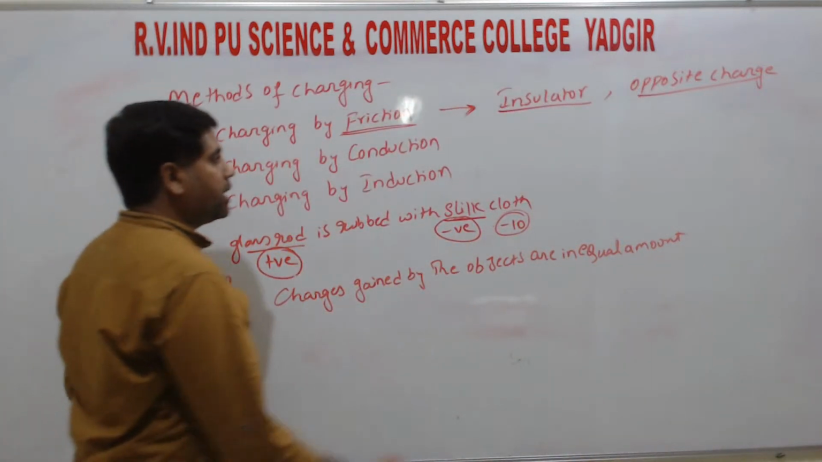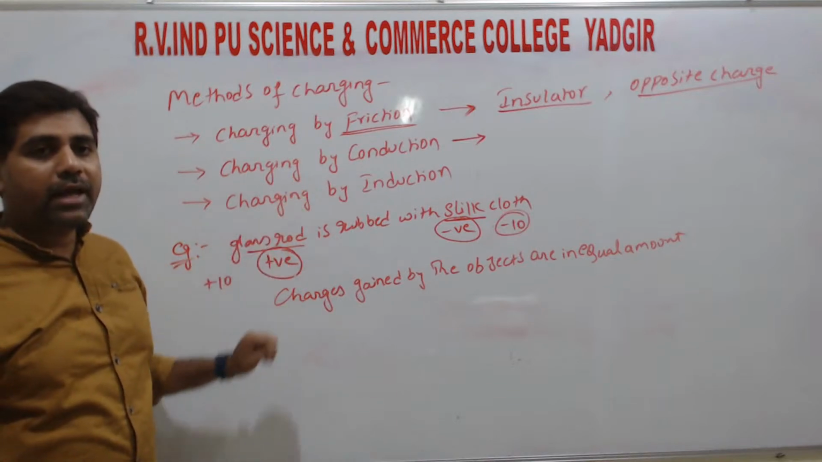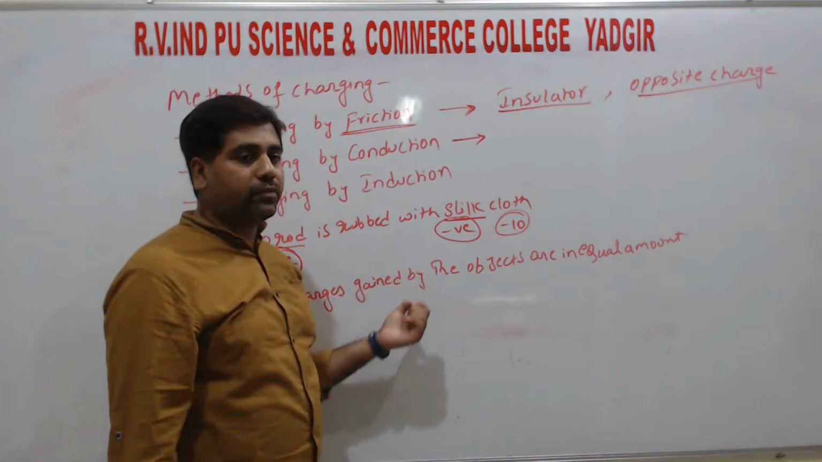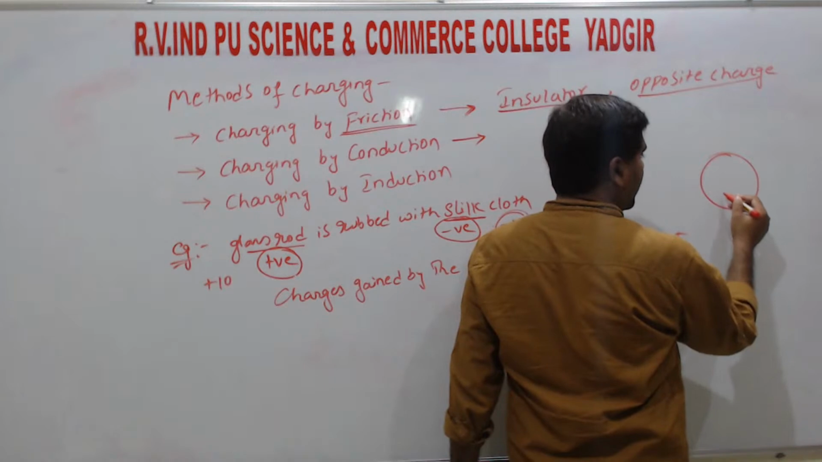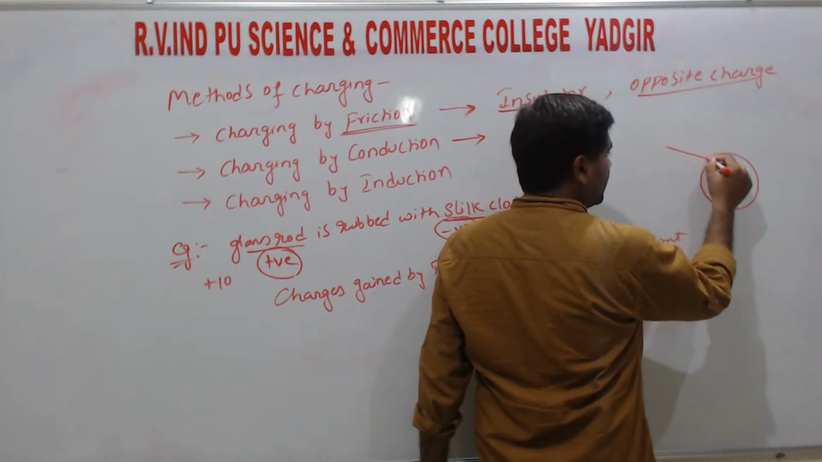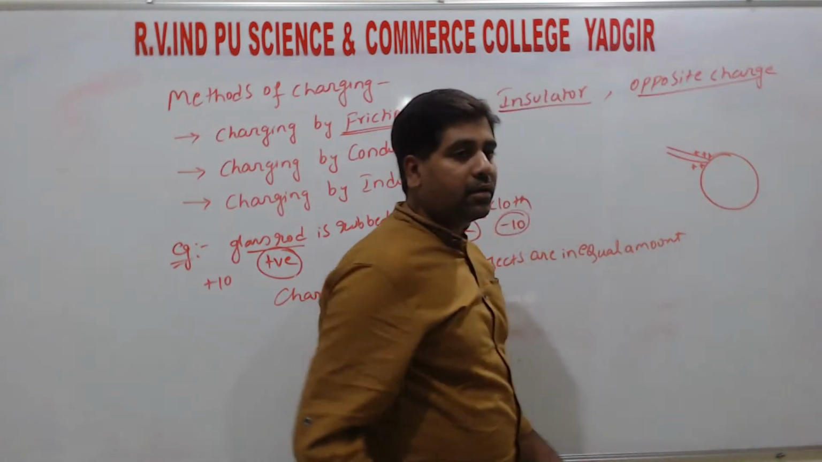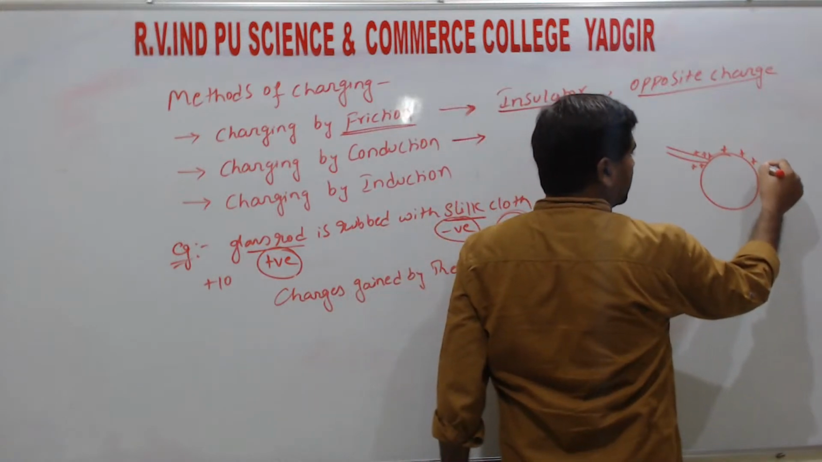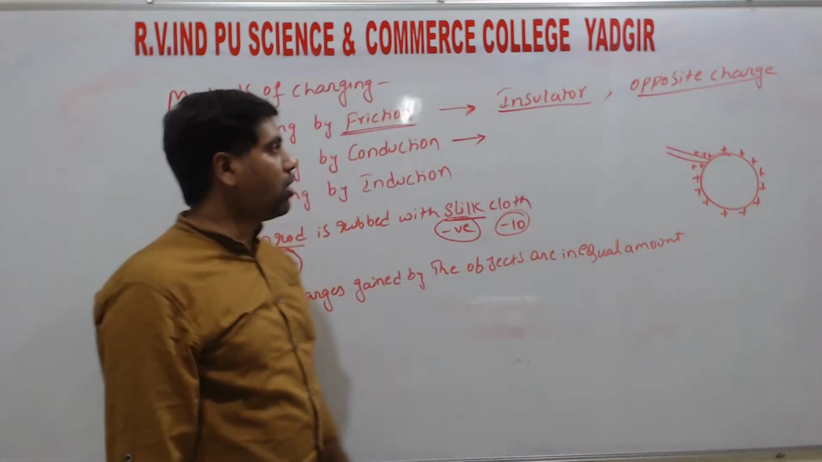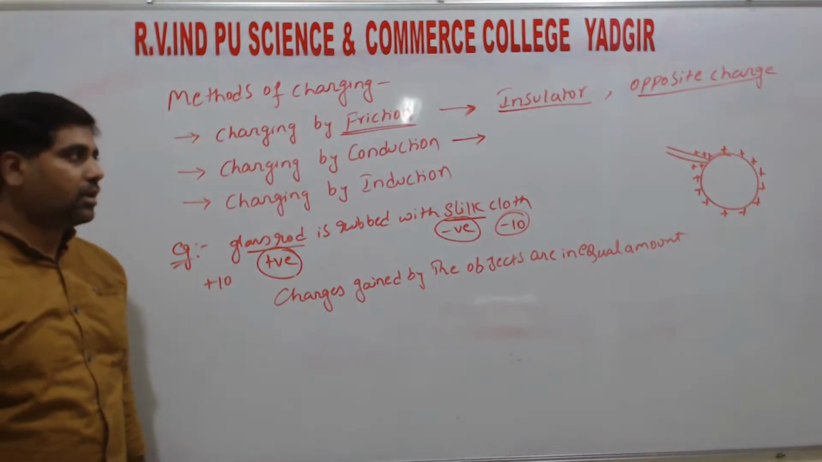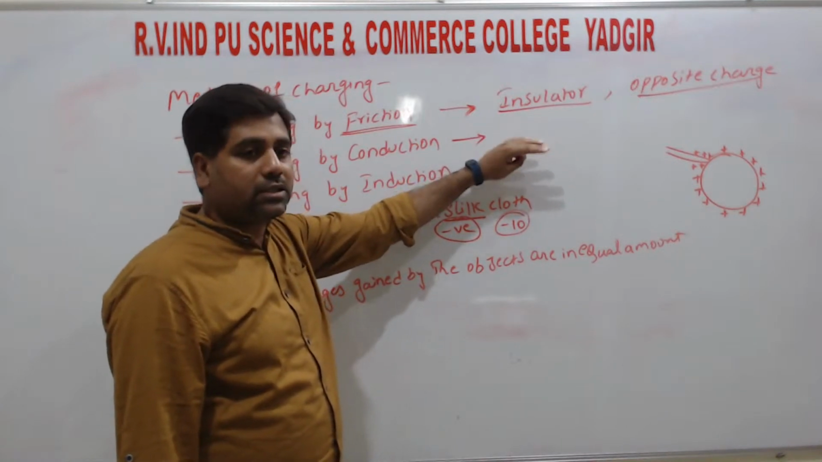Next, charging by conduction. It is a process in which an uncharged body is kept in touch with a charged body. This uncharged body is made to contact the charged body. Then the charges will be distributed all over the surface of the uncharged body. This process we call charging by conduction: charging an uncharged or neutral body by making it touch a charged body.